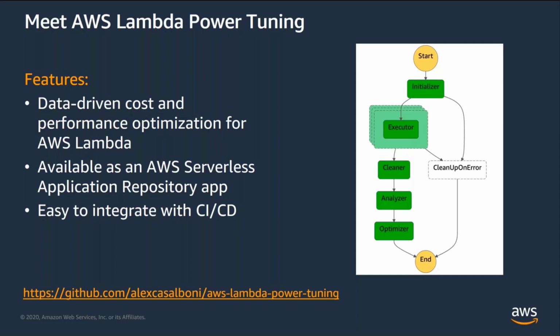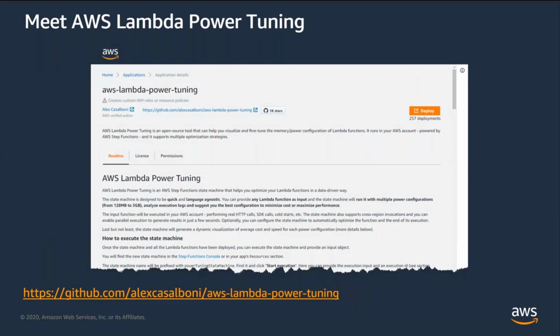The input function will be executed in your AWS account, and it performs real HTTP calls, SDK calls, cold starts, etc. The state machine also supports cross-region invocations, and you can enable parallel execution to generate results in just a few seconds. You can implement a CI/CD process around this too to automatically run this analysis as you build new functions. In addition to the GitHub repo shown here, you can also find this app in the Serverless Application Repo. Just search for power tuning and then click deploy. It supports 3 optimization strategies: cost, speed, and balanced.